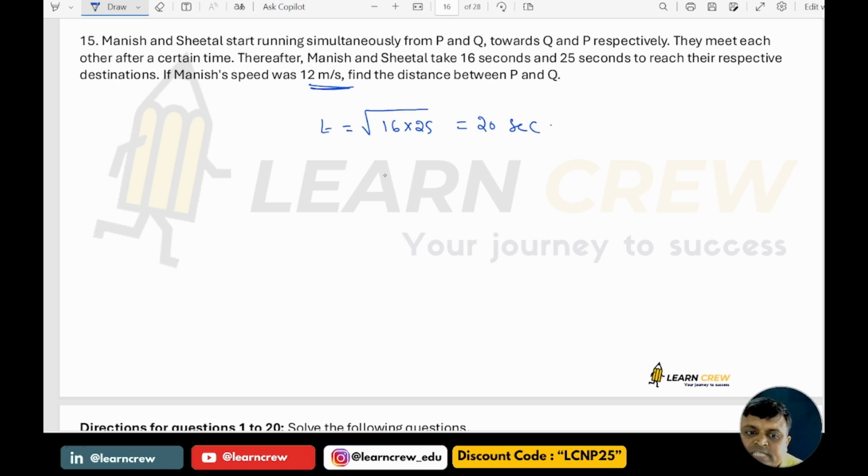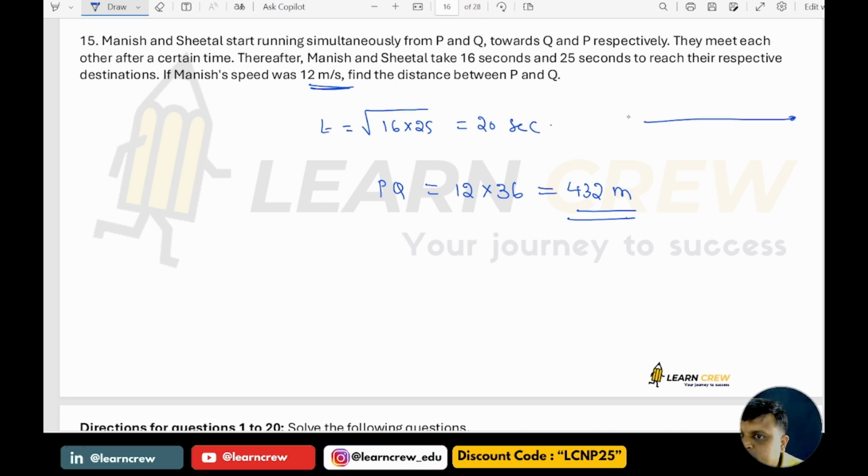Thereby the distance between P and Q is how much? 12 into 36. 20 plus 16, 36. 12 into 36 is how much? Is 432. So the answer is 432 meters. Okay. 432 meters. I hope it is clear.